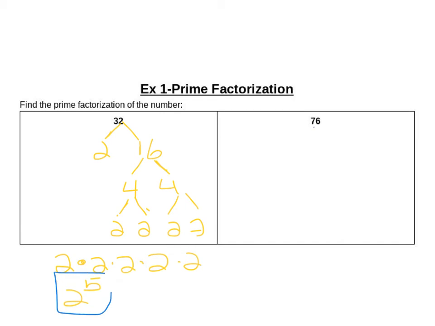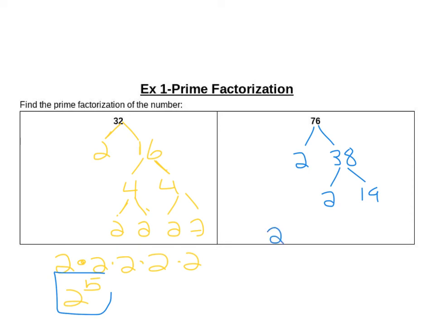If we look at 76, again, start with two numbers, or a factor pair, that would equal 76. So if we look at 2, again, it's an even number, so we could say 2 and 38. Kind of keep breaking it down. Another even number, so if we divide that by 2 we get 2 and 19, and 19 is prime. So there we are. We're left with 3 prime numbers.